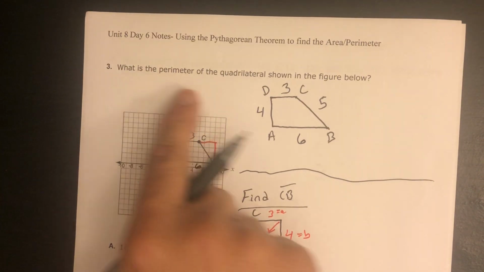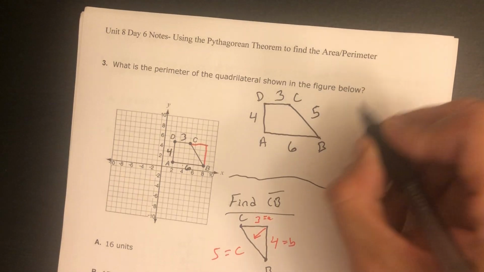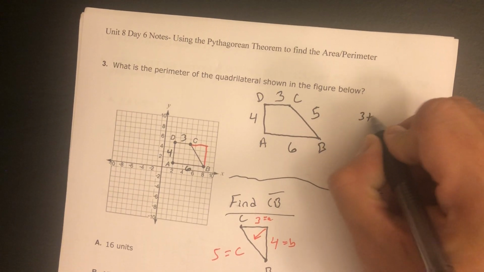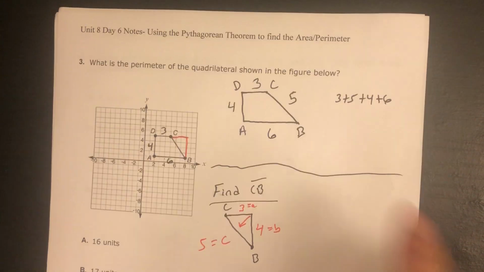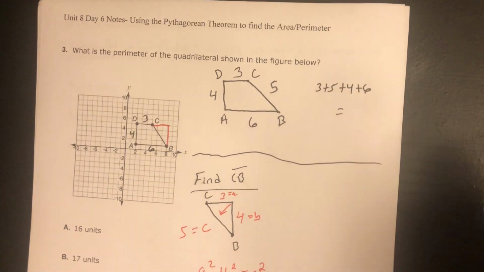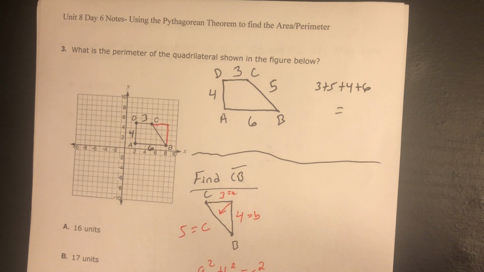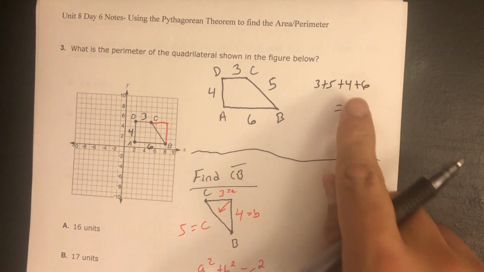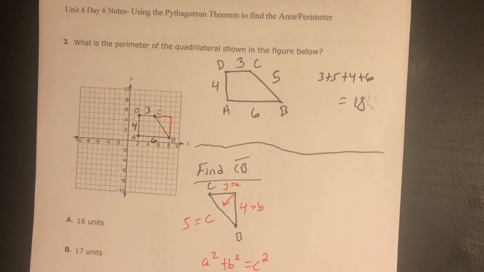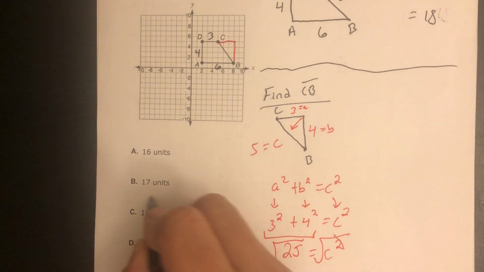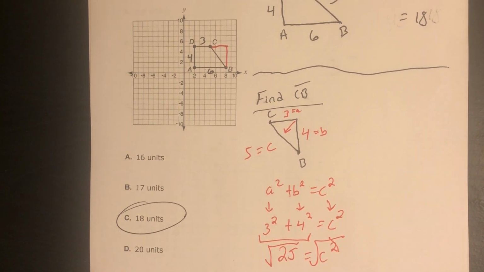They asked, what is the perimeter of the shape? So all we're going to do is 3 plus 5 plus 4 plus 6. I'm going to add up all the sides, okay? And that should be 18, because 4 plus 6 is 10, plus 5 is 15, plus 3 is 18. So the perimeter of this shape is 18, which is answer choice C.